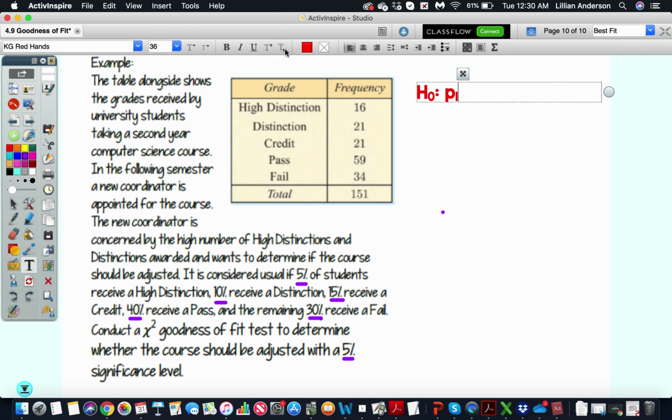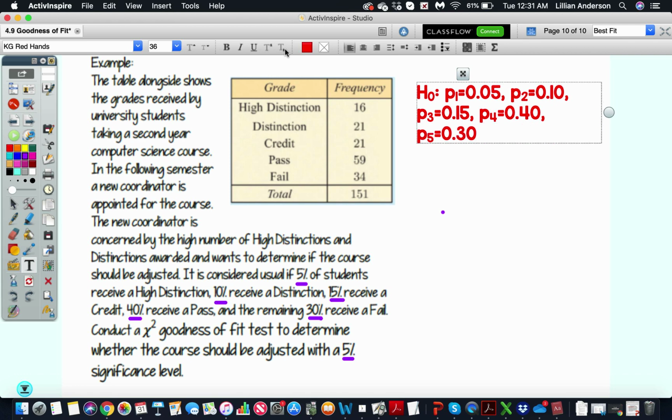P1, which represents my high distinction, should be equal to what? Should be equal to 0.05, because remember, it's based off of the expectation of what it should be. P sub 2 is equal to 0.10. P sub 3 equal to 0.15. I'm doing these dramatic pauses because if this was in class, I would pause and you guys would respond. So hopefully you're responding while you're at home. P sub 4, which represents the pass, is 0.40. And then lastly, P sub 5 is equal to 0.30.